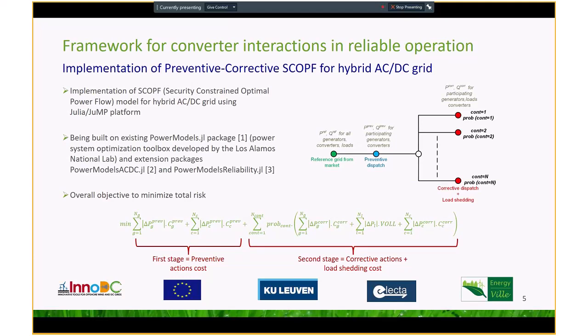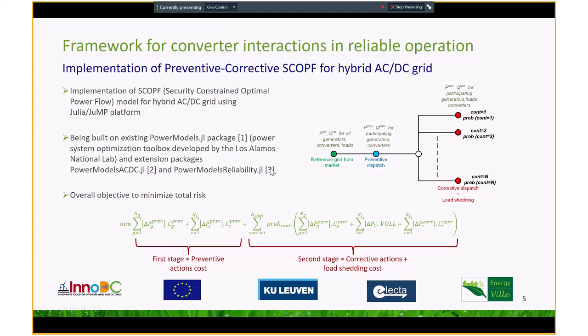As we can visualize here, the model is built of 3 stages. We start from a reference case, followed by a preventive redispatch stage, where we have the preventive redispatch from participating generators and converters. This is followed by the contingency stages, where for each contingency, based on its probability, there is a corrective redispatch from the participating generators, converters, as well as load shedding if required.